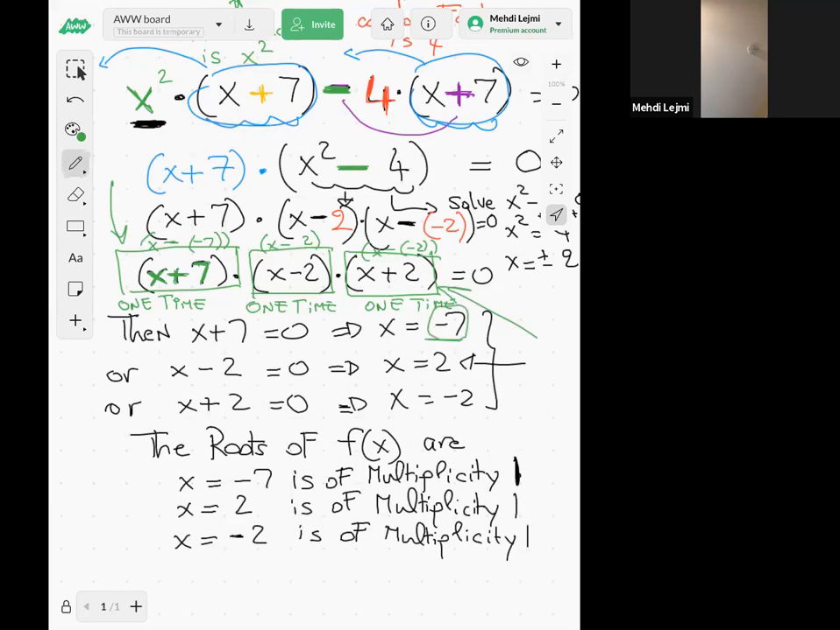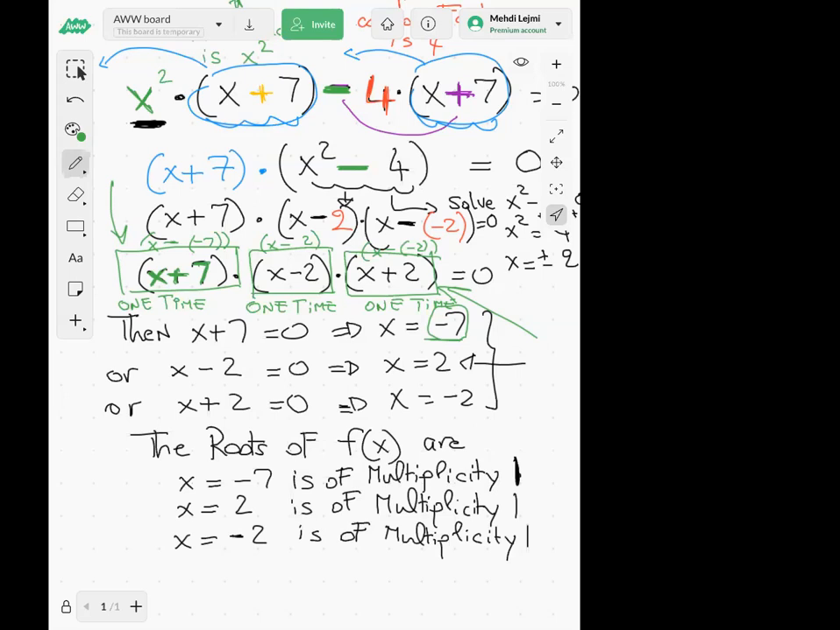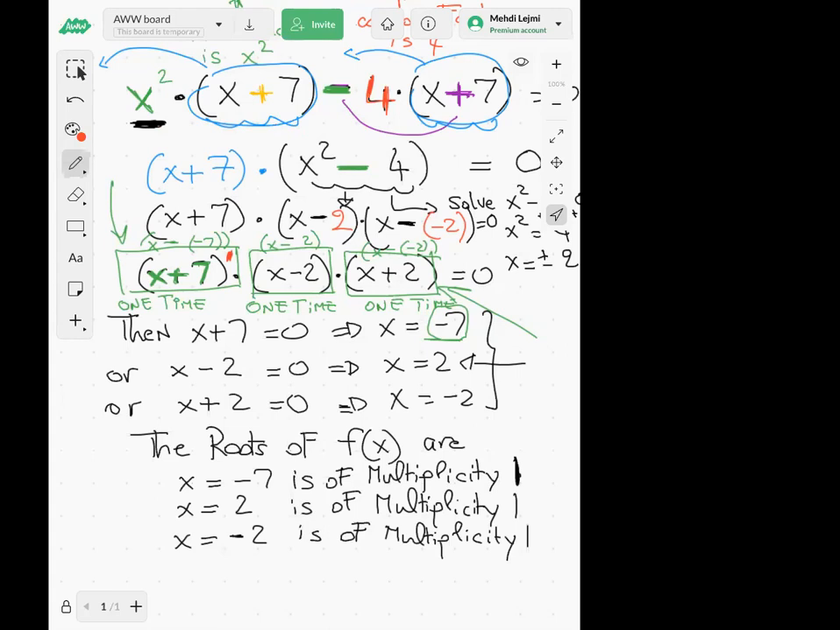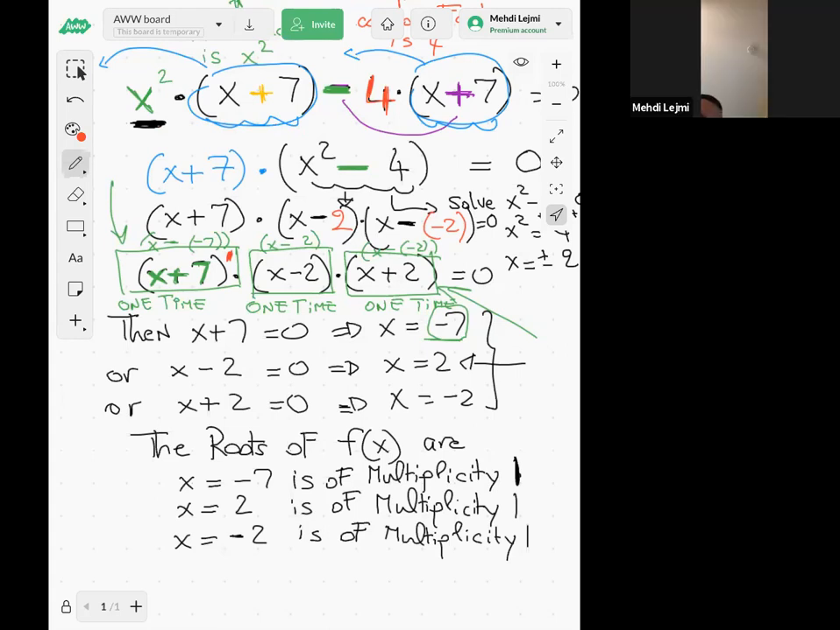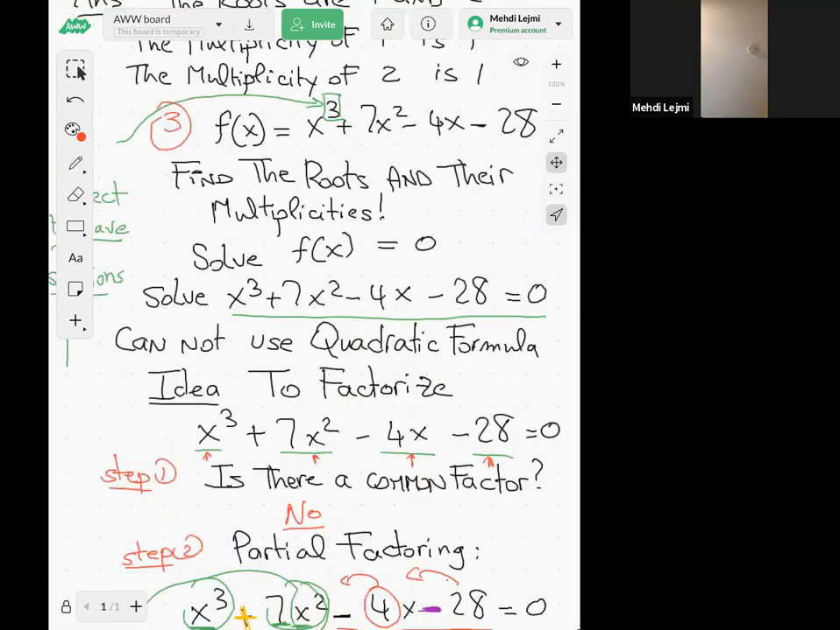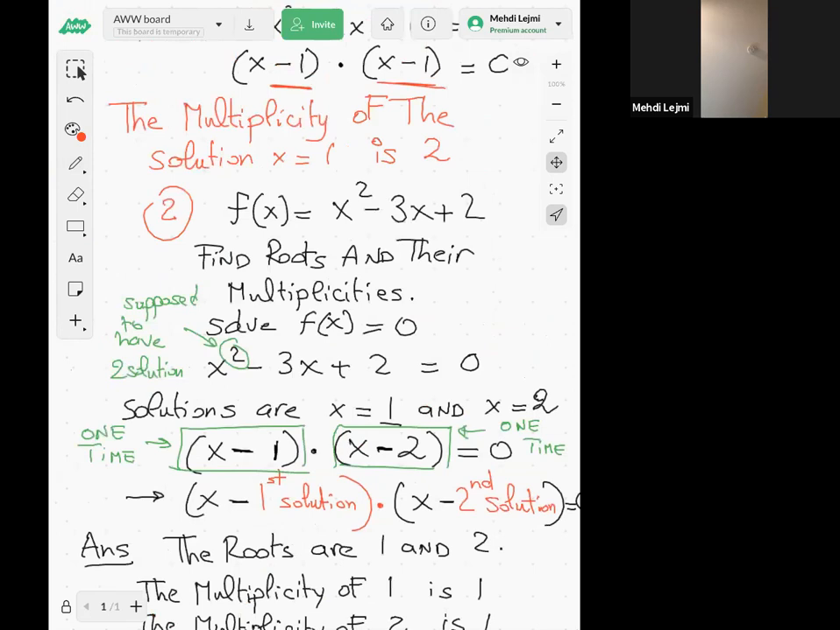So this x plus 7, it's just one time. It's just power 1 here. I mean, this is x plus 7 to the power 1, right? So if you had x plus 7 to the power 2, then that would be multiplicity 2. And if you have x plus 7 to the power 3, then that would be multiplicity 3.